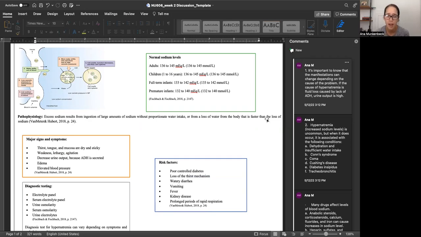Kids are vomiting, they have diarrhea, they're not drinking. So some of the kids that often come to the hospital have hypernatremia, and we have to keep an eye on those kids.